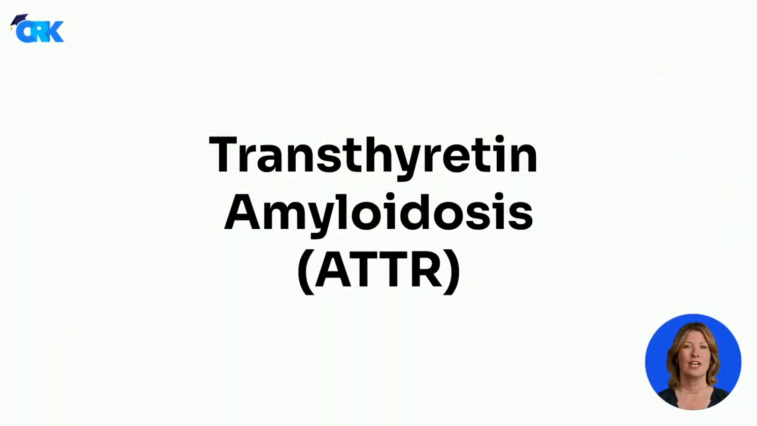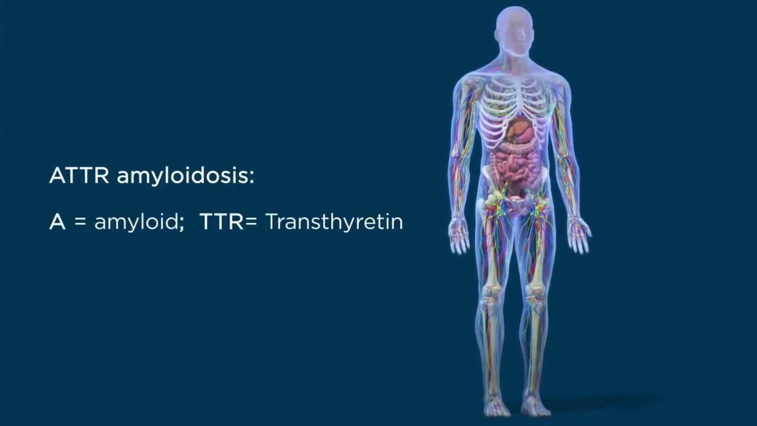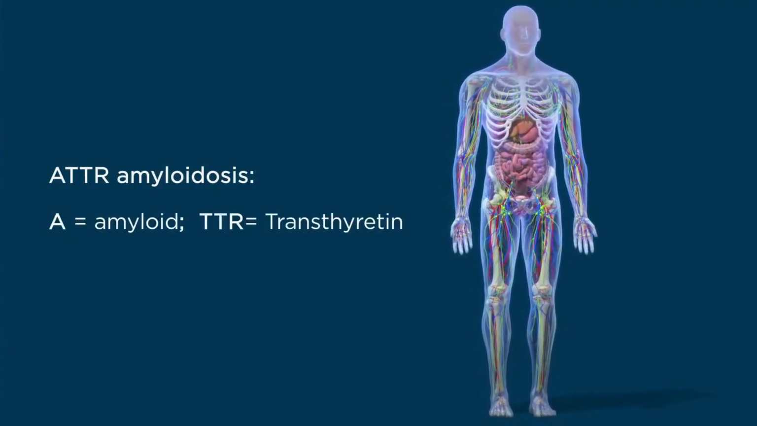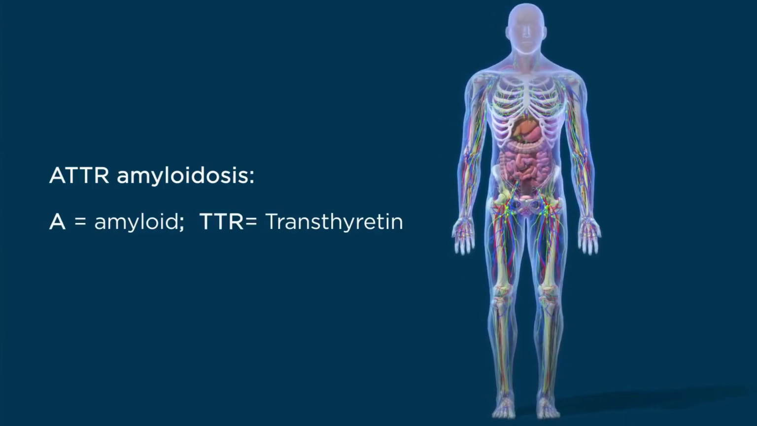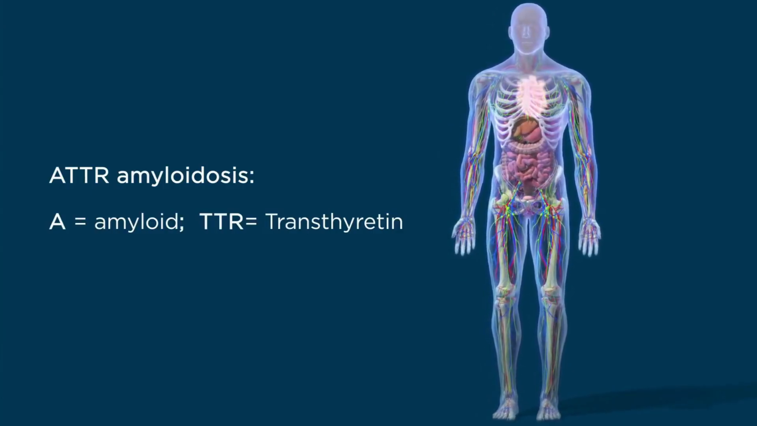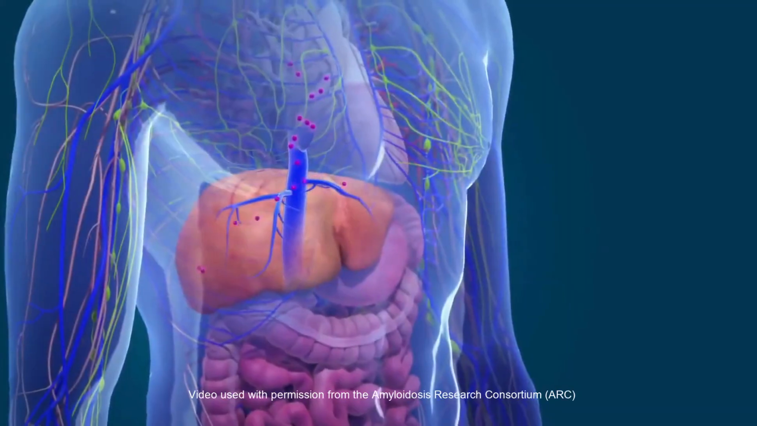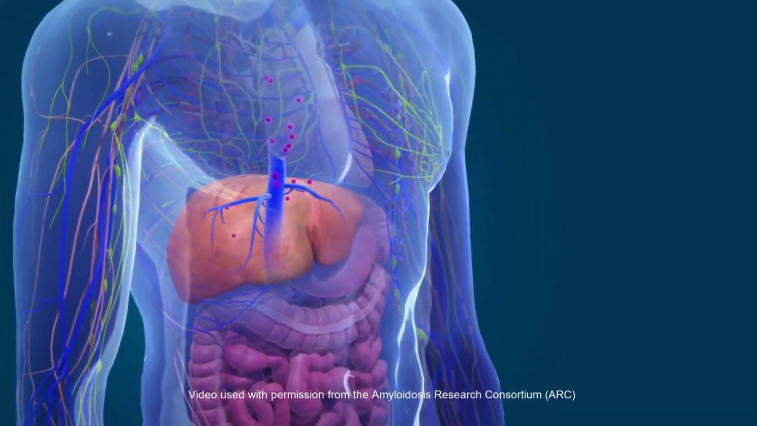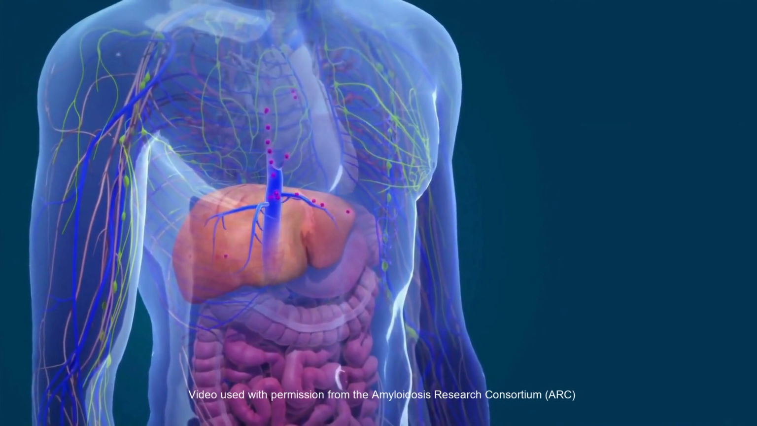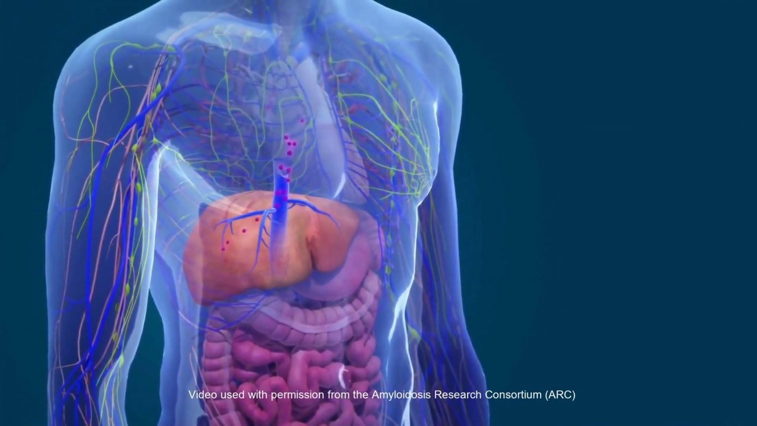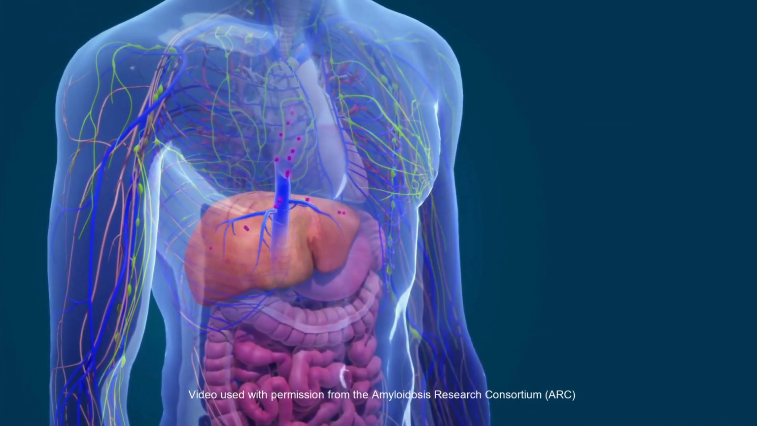Let's explore the three primary types of amyloidosis that affect the heart, starting with the most prevalent. Transthyretin amyloidosis, or ATTR. ATTR amyloidosis is caused by the misfolding of a protein called transthyretin, or TTR, which aggregates and deposits as amyloid in various tissues and organs. TTR is mostly made in the liver. Once released into the bloodstream, its role is to transport vitamin A and the hormone thyroxine around the body.